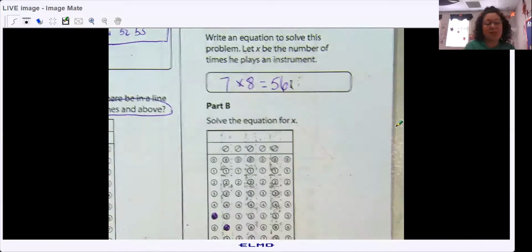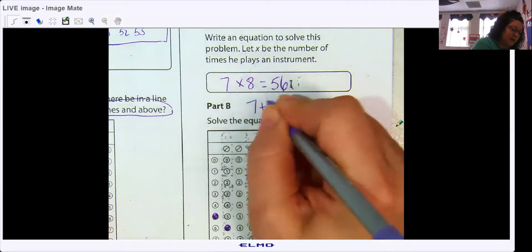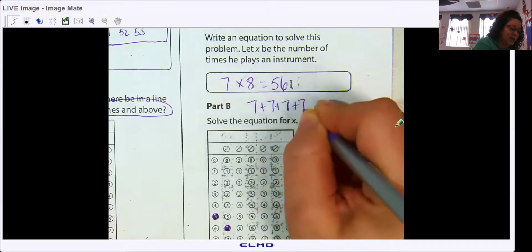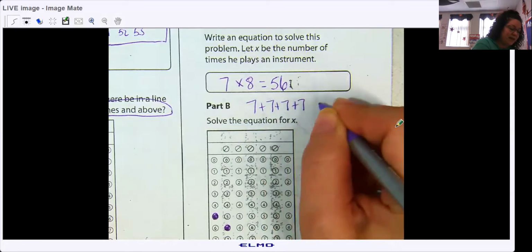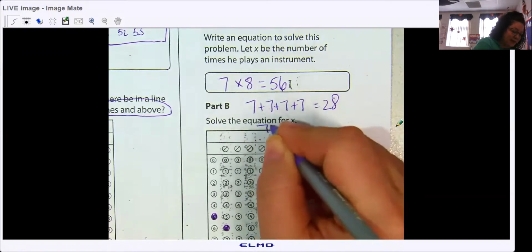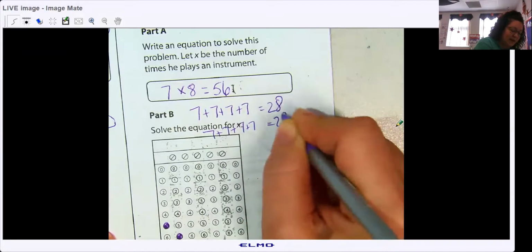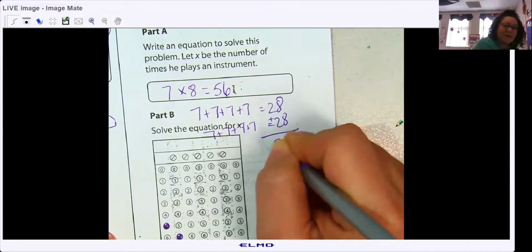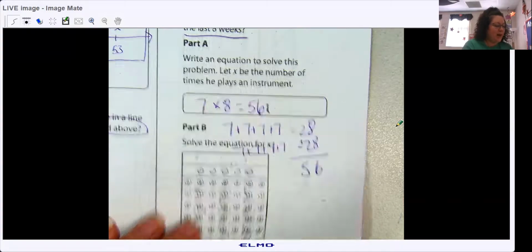Or you can just simply do it old school and do your repeated addition. Hopefully you don't have to do that. That's 4 times 7 is 28. And then I would add it again 4 times. So I know that's 28. And then adding that up is 56. So you got to use your tools in your box. All right.